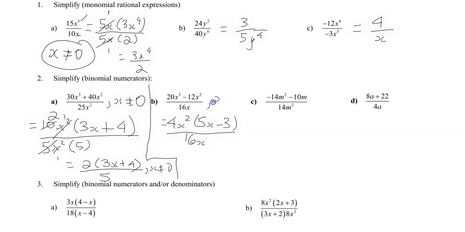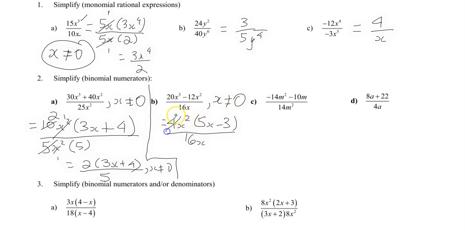And you know what? Hang on. We can state the restriction right up here. There's nothing to factor here, right? There's no factoring. So when you just have a single variable in the denominator, it's just that variable can't be 0. Restriction: x cannot equal 0.